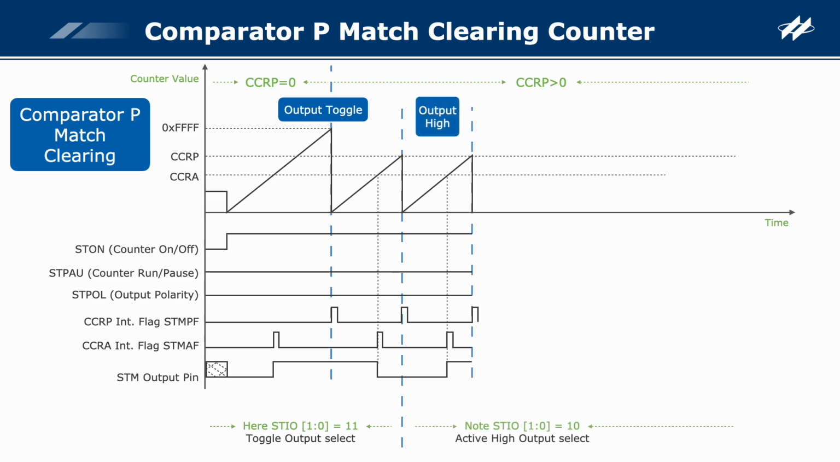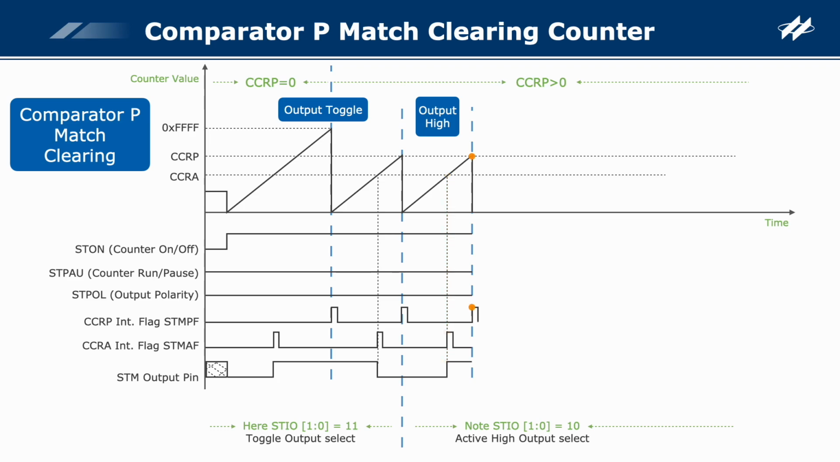At this point, the STIO1 and STIO0 bits are set to 1-0, that is, when a comparator A match occurs, the external pin will output a high level. The counter counts from 0 until a comparator A match occurs. The STMAF interrupt request flag will be changed to 1, and the external pin will output a high level.